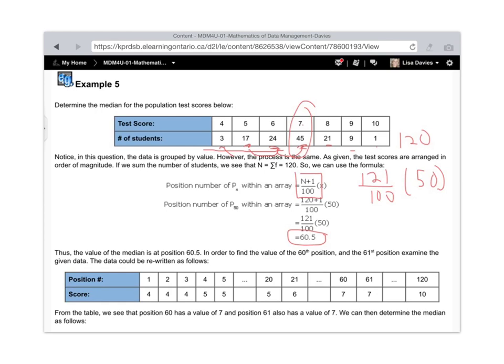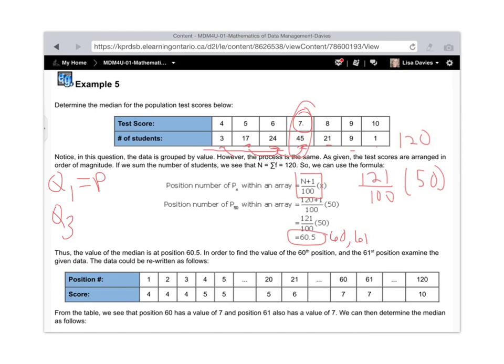Now, in this case, because both the 60th and the 61st piece of data are going to be in that group, then we don't have to find anything other than just the test score, which is 7, for the percentile, okay? Now, Q1 and Q3 work the same way, and this is how we find the interquartile range.